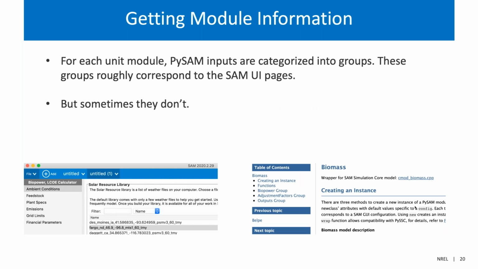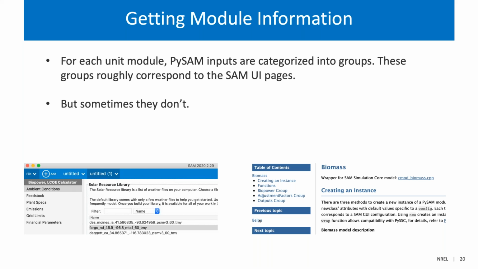And for each unit module, the PySAM inputs are categorized into groups. So here we have only two groups, the biopower group and the adjustment factors group. And the adjustment factors group is common to all of the technology groups. So really there's just one group. Sometimes these groups correspond to the SAM UI pages, but sometimes they don't, as in this case. But when they do, it's really helpful to just pull up SAM, open a case with that configuration, go to the UI pages and look for the variables there.